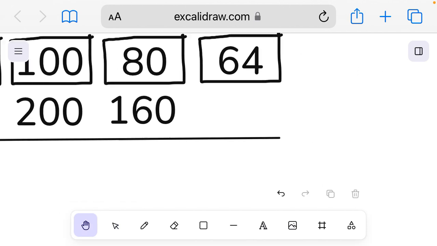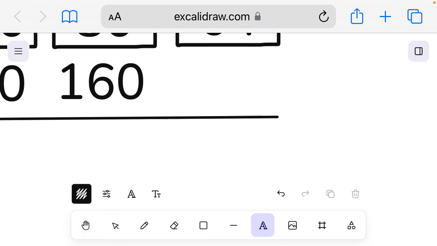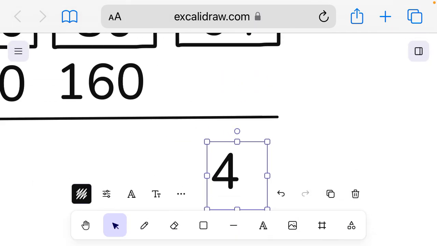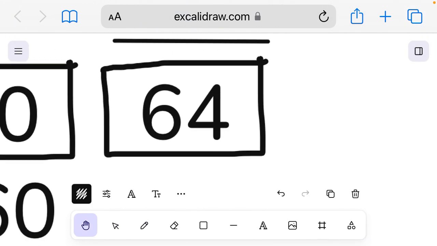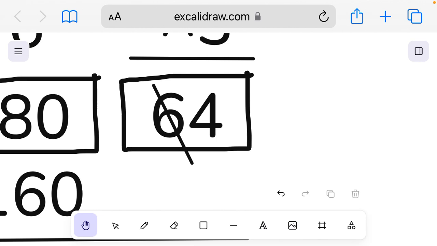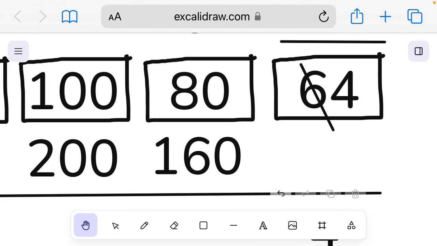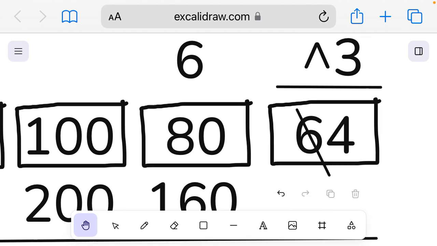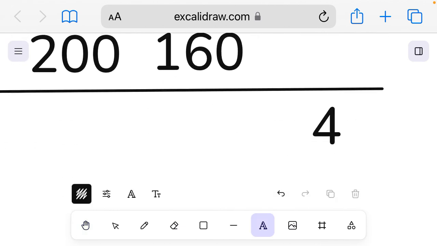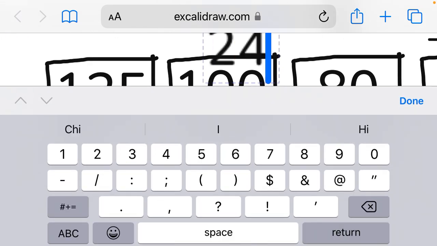And when you drop it, make sure it only contains 1 digit. So all you do is keep the 4, and you carry the 6 up here. To make sure, you can just cross that digit out. And for 6 plus 80 plus 160: 80 plus 160 is 240. Plus 6 is 246. But you write a 6 here, and then you carry the 24 up here.